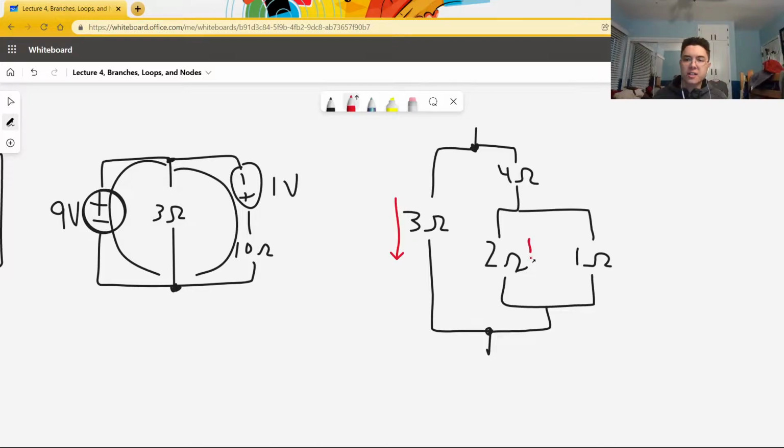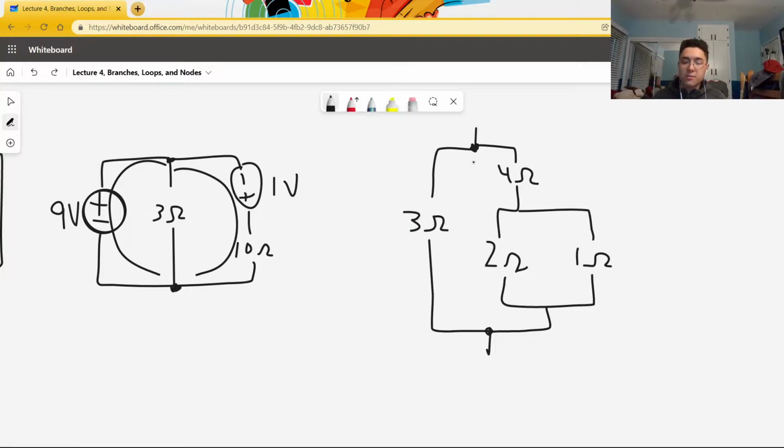However, this branch and this branch are not in parallel. Starting from this point, I could go down to the bottom point here just by going through the 3-ohm resistor, but I couldn't go to this bottom point just by going through the 2-ohm resistor. I have to go to the 4-ohm resistor as well, and then I could go in either the 2-ohm direction or the 1-ohm direction. Basically, the two branches have to start in the same place and end in the same place to be parallel. That means that the 2-ohm resistor and the 1-ohm resistor are in parallel here.